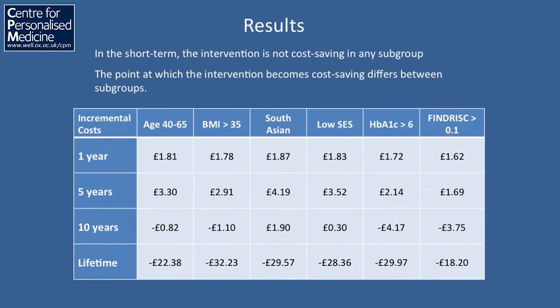The other thing that's quite interesting is that the point where the intervention becomes cost-saving differs between the subgroups. So although they're all cost-saving over a lifetime, none of them are cost-saving after 1 or 5 years. And when we get to 10 years, the intervention is not cost-saving in the South Asian and low socioeconomic status subgroups, but it is cost-saving now in the other subgroups.